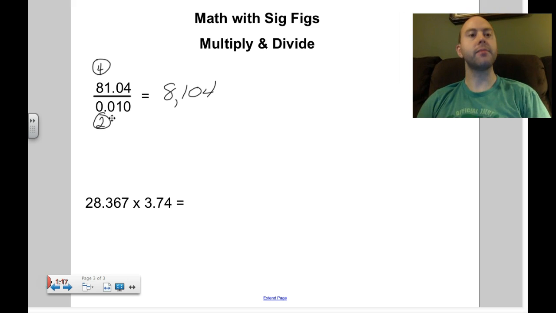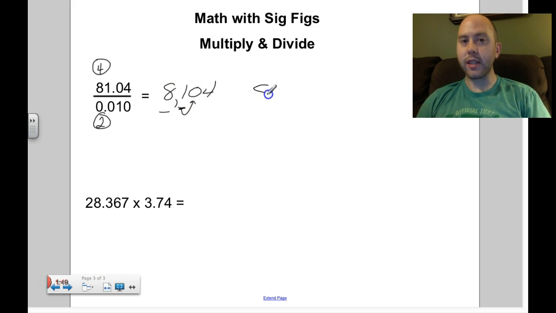You should know that. Then I say, okay, which of these is less? Well, 2. 2 is obviously smaller than 4. So my answer can only have 2 sig figs. That's it. So starting on the left-hand side, count over 2. So I definitely have the 8, and I definitely have the 1. Well, I don't definitely have the 1, but I stop right here. 1, 2. I look at the number next to the 1. It's a 0. So again, that tells me I keep the 1 the same.